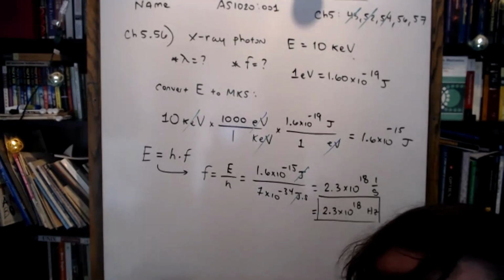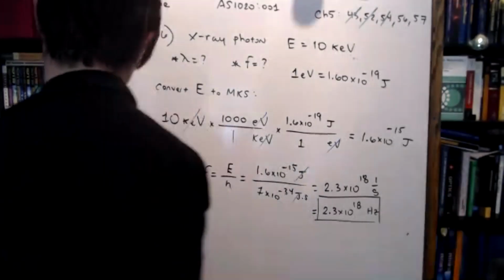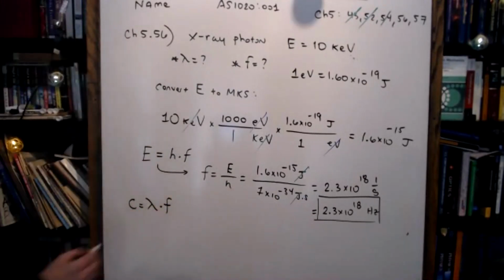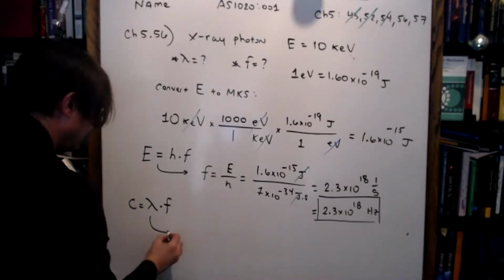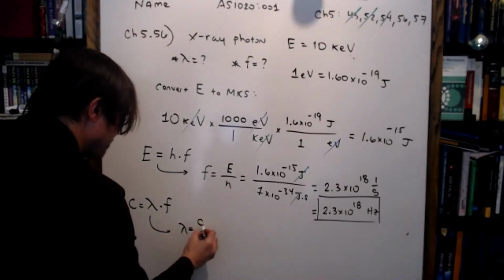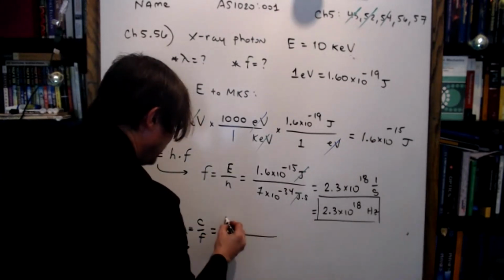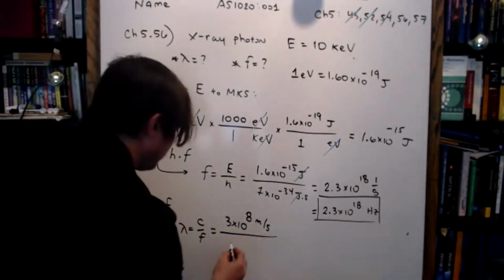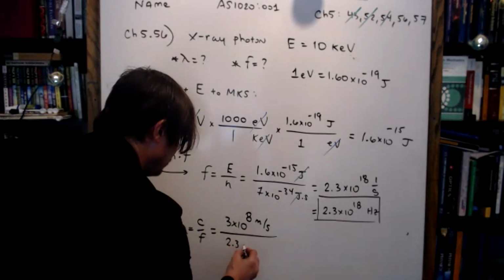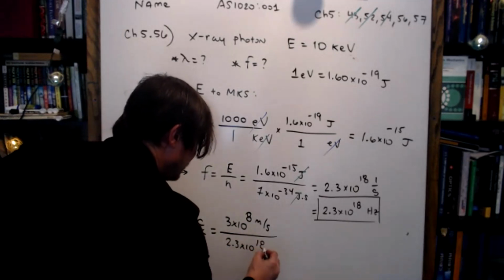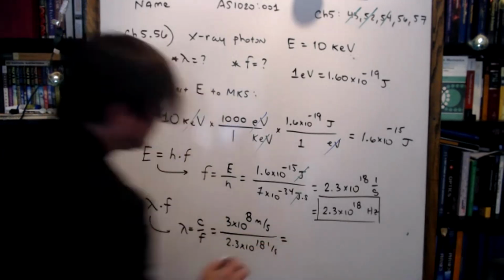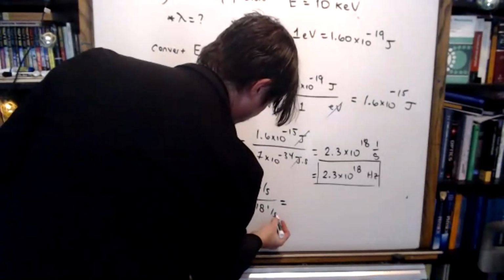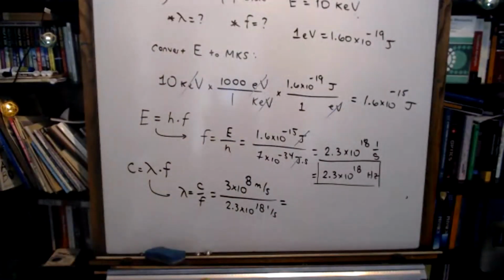Okay, what's the formula for wavelength? Wavelength equals C over F. Very good. I like your algebra skills. The speed of light is 3 times 10 to the 8 meters per second. The frequency is 2.3 times 10 to the 18 per seconds. Notice that I constantly flip back and forth between hertz and per seconds. I can do that because I understand they're the same thing. What's that give me?